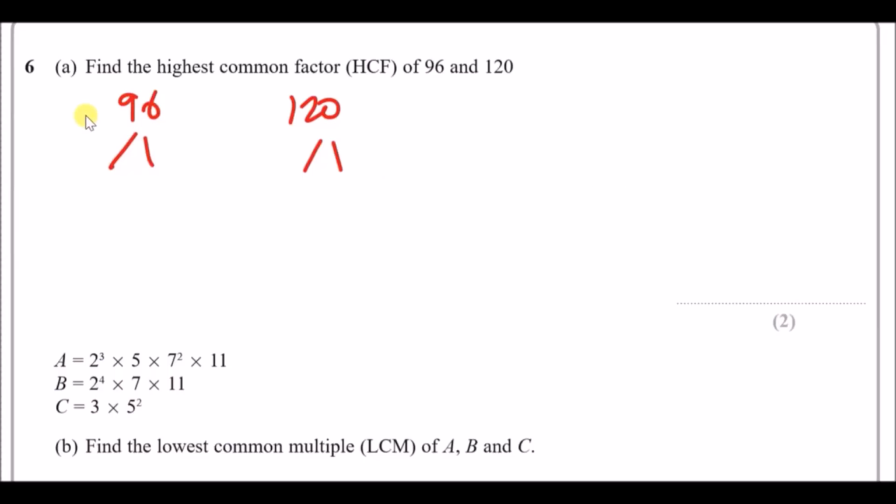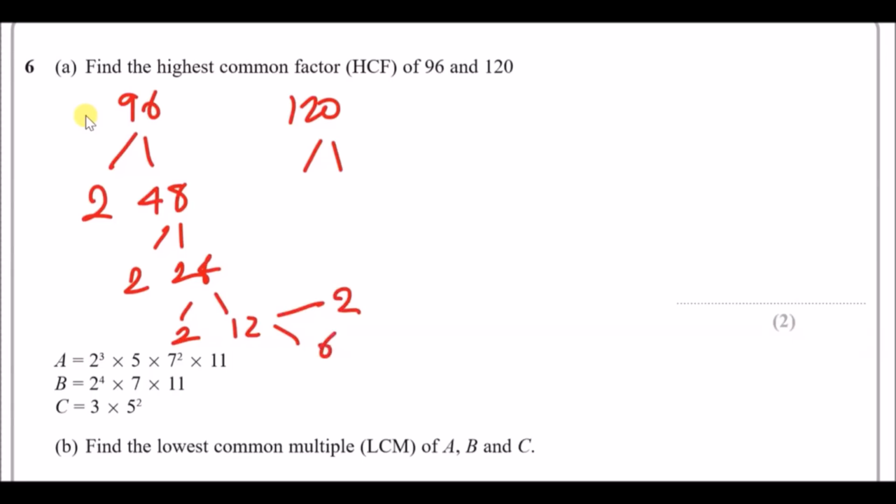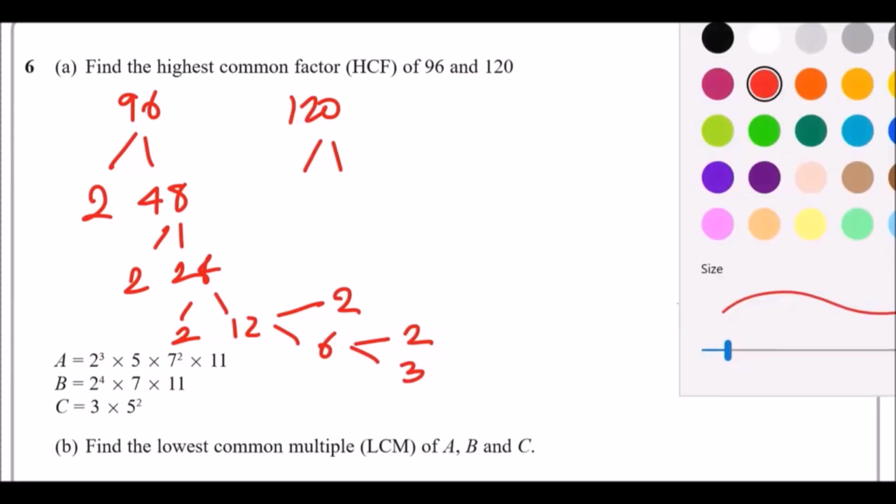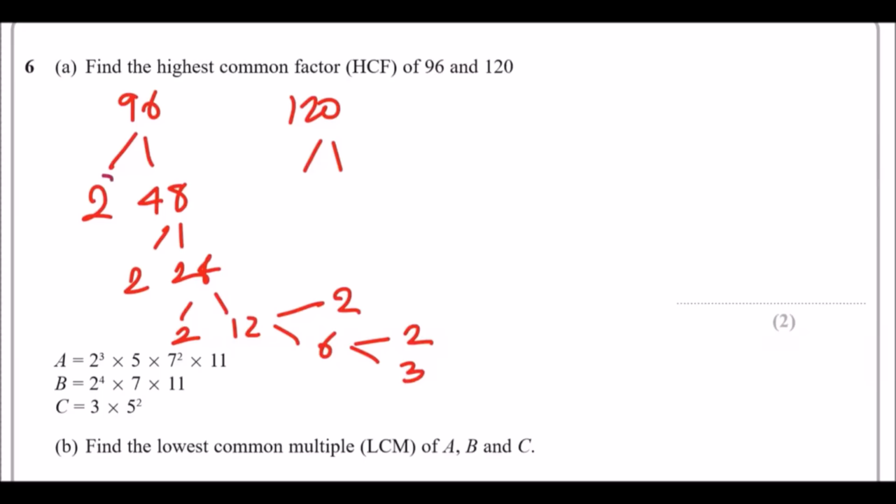So 96 can be broken down to 2 times 48. Is that right? Yep. Breaking down 48, that's just 2 times 24. Breaking this one is 2 times 12. Breaking down 12 is 2 times 6. Breaking down 6 is 2 times 3. And when you do that, make sure you circle all your prime factors. So like 2, 2, 2, 2, 2, and 3.